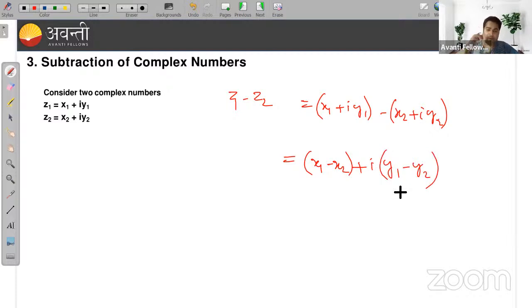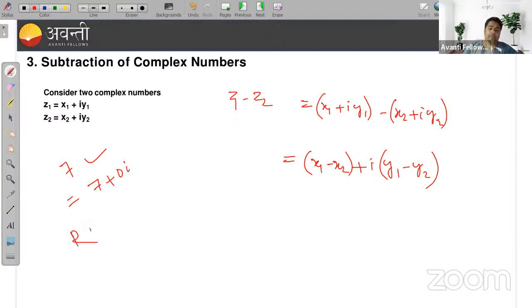Okay, a simple thing I'm asking: if I ask you, 7, is it a complex number or not? Yes, it is a complex number. How? Sorry, you told me, sir, only the number in the form of a plus bi is a complex number. So this is also in the form of a plus bi. 7 can be written as 7 plus 0 iota. So 7 is also a complex number.